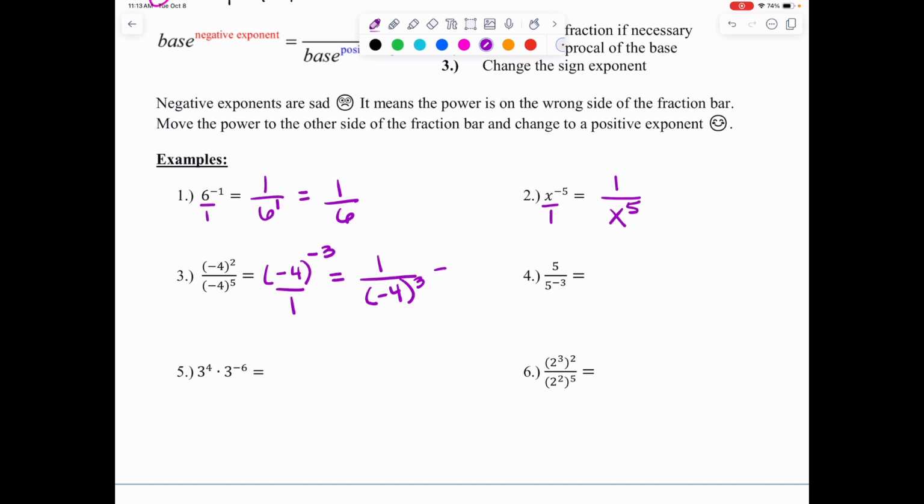If we were to do this on our calculator, we'd get 1 over 64. So be very careful you don't change the base in any way. You only change the sign on the exponent.